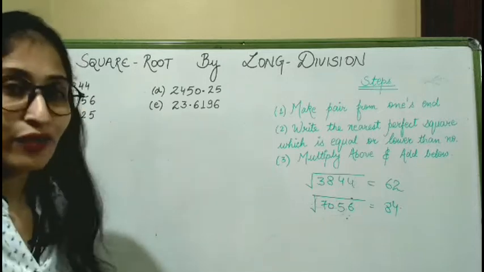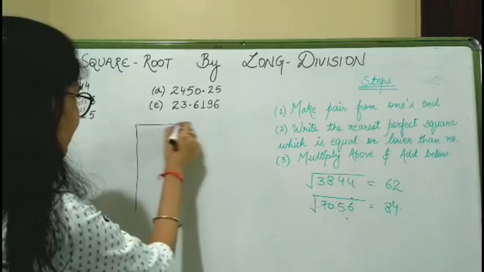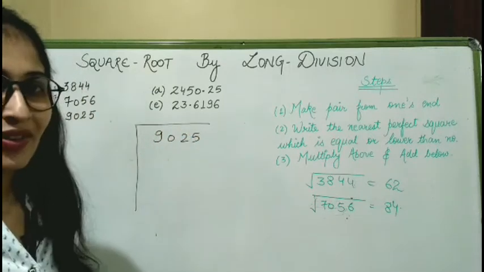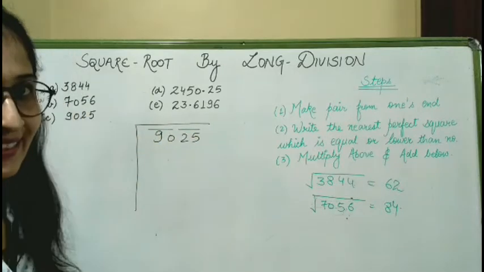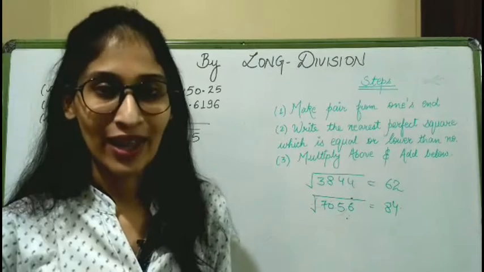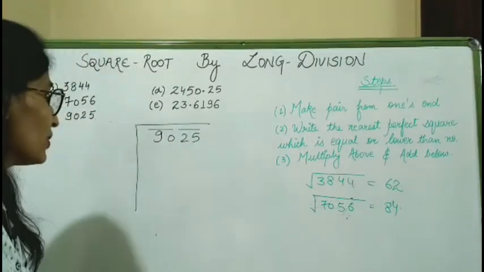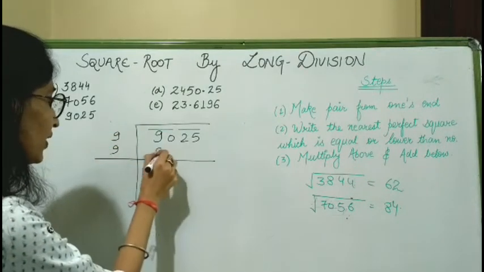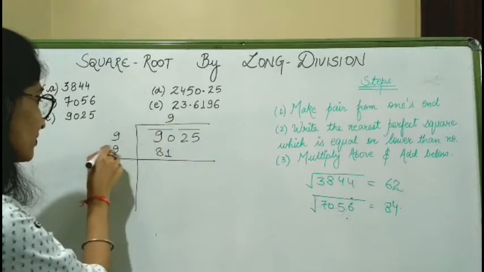So we have to now find the square root of 9025. Start making pairs. First pair will be 25, second pair will be 90. Now think of a square which is less than 90, that is 81. So 9 9s are 81. At the same time, write 9 at the top.